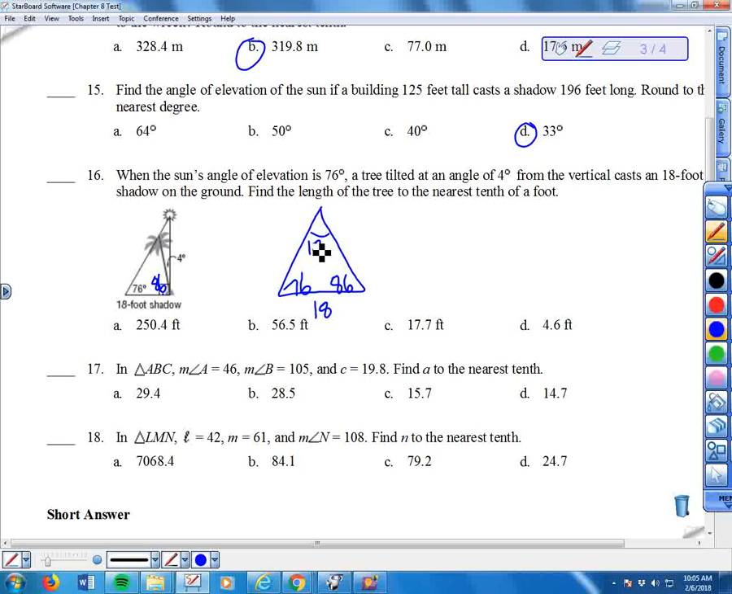So I just take sine 18 degrees over 18, and I want to find the height of the tree, so that's this. Cross multiply: 18 sine 76 divided by sine of 18, 56.5.